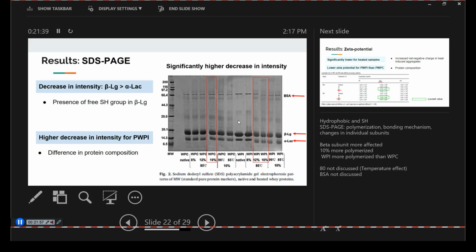One thing they did do that we didn't show was transmission electron microscopy, which gives you a very qualitative overlook at aggregation, but you can't tell smaller differences. But they did see that it was more aggregated in whey protein isolate versus concentrate, so you could look at that one.